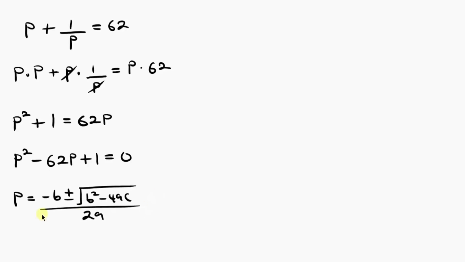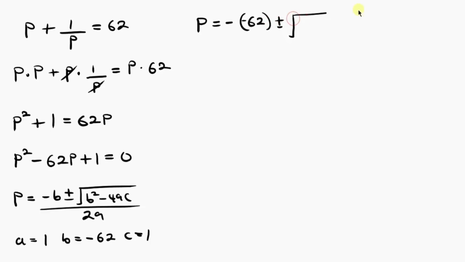So now let's continue. From here, our a, the coefficient of p squared, is 1. Our b is what? The coefficient of p is negative 62, so let's write negative 62 there. Then our c is this constant here, which is plus 1. It's going to be 1. So let's substitute into the general formula. So I have p equal to negative b, and our b is negative 62, so let's put it there. Negative 62 plus or minus the square root.